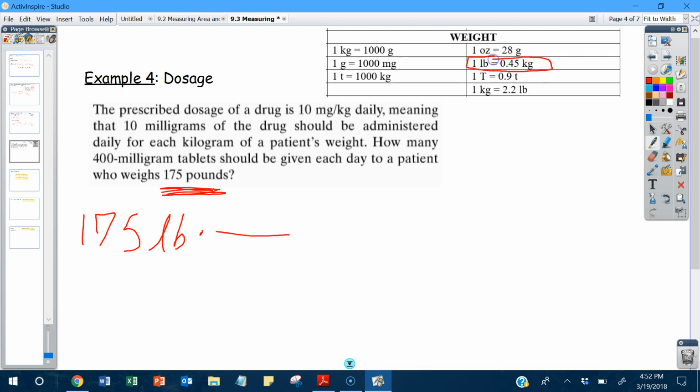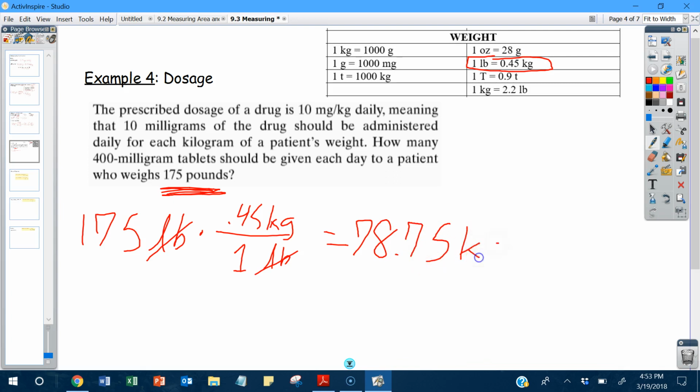I want to go from pounds to kilograms, and I think I just did that, but I'll do it again. That goes on the top this time. I need pounds to go in the bottom. So 1 pound is equal to 0.45 kilograms. So that cancels. I'm doing multiplication this time. 175 times 0.45 is equal to 78.75 kilograms.